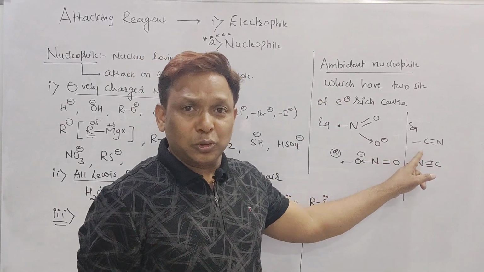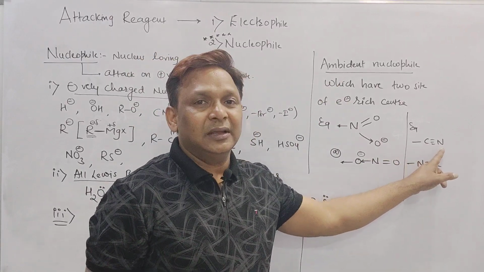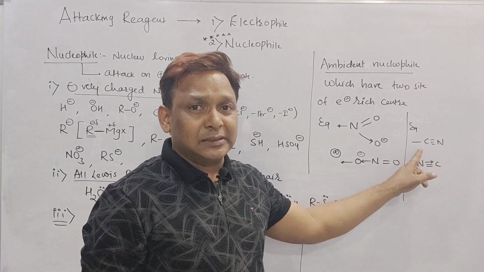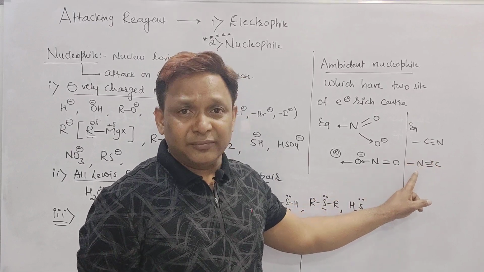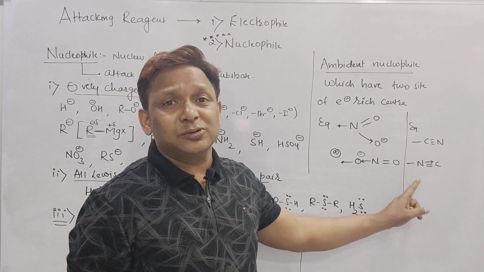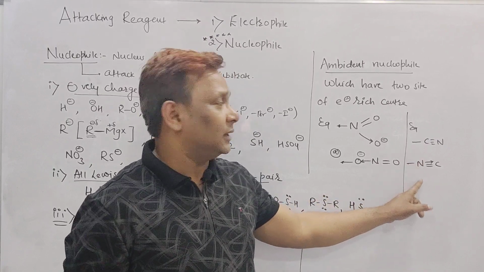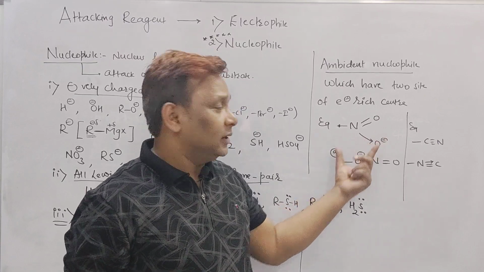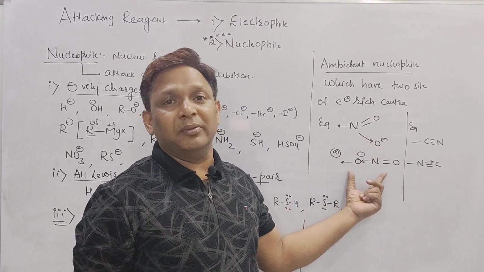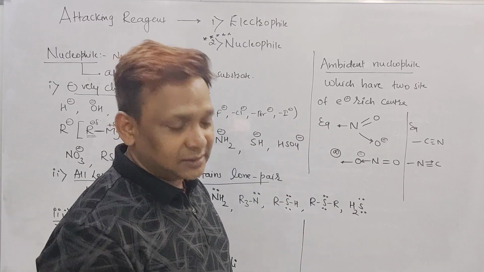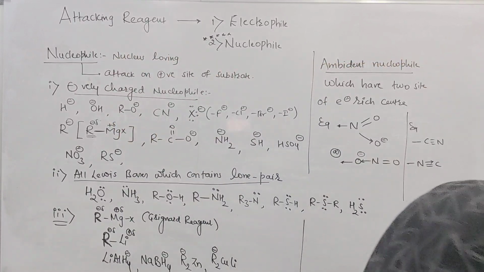Cyanide is also having two donor sites, carbon and nitrogen. If it is making a bond with a carbon, it is called cyanide, and if it is making a bond with a nitrogen, it is called isocyanide. Here it is called nitro, and here it is called nitrito-O, because it is making a bond with an oxygen. These are called ambident nucleophiles.